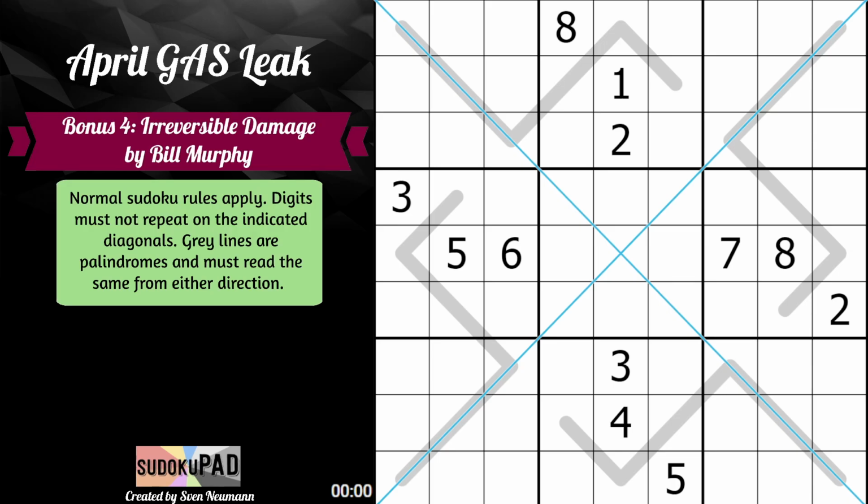Normal Sudoku rules apply. Digits must not repeat on the indicated diagonals. Gray lines are palindromes and must read the same from either direction. So what does that mean?